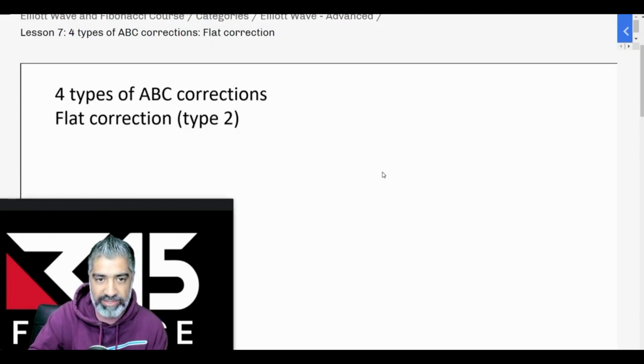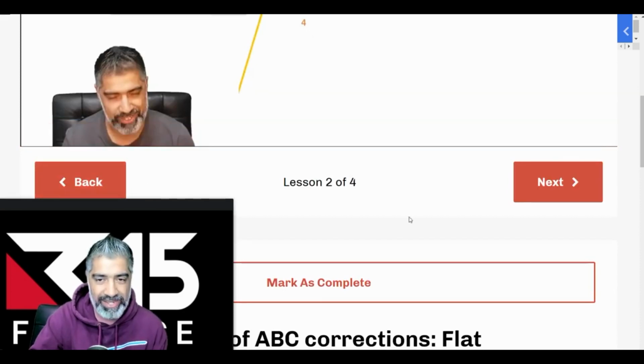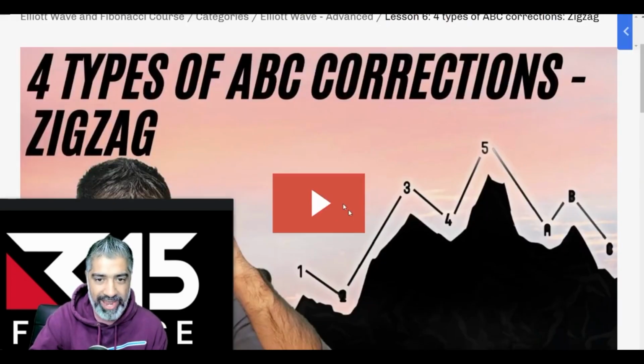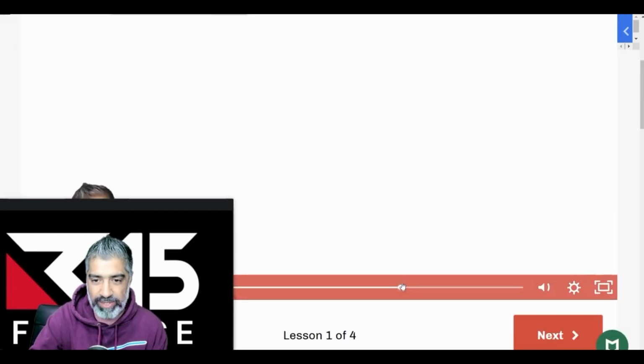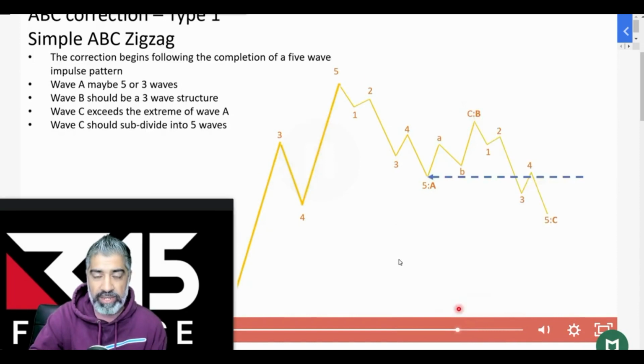When we look at this, I want to emphasize this. The next lesson, the most common one, is the ABC zigzag. This is what I wanted to cover here. The macro, to kind of remind you here, I kind of break it down, bang. Look at this.